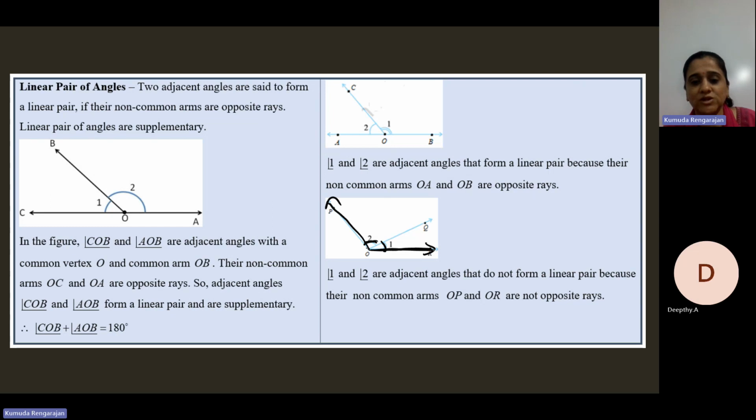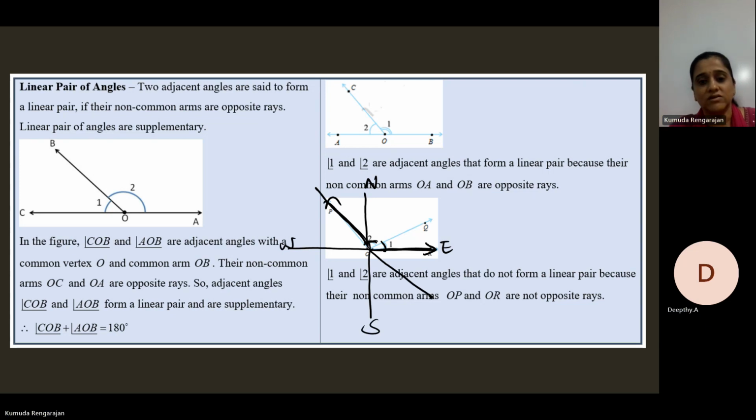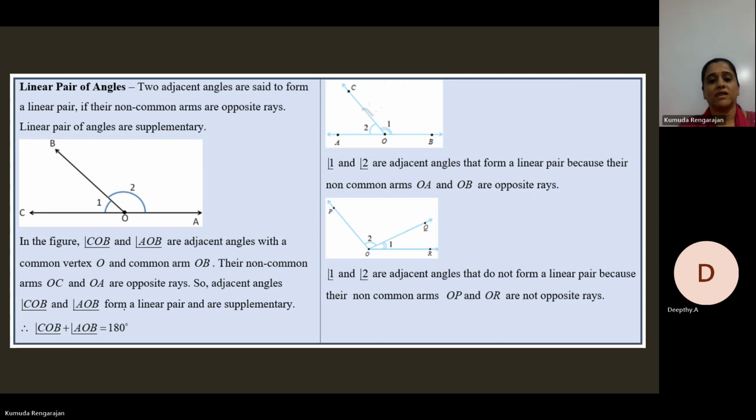Opposite rays meaning, see the direction of this ray? East. What should be the direction of the other ray? West. But where is it actually? It's northwest. Which are the opposite directions? East and west. So if it is northwest, it should be southeast. Like this, this one and this one, they are opposite rays. So here, this ray and this ray are on either sides of the common arm, but they're not opposite rays.